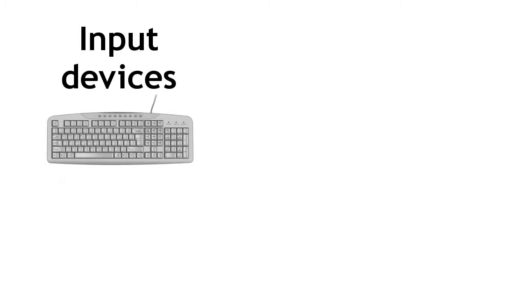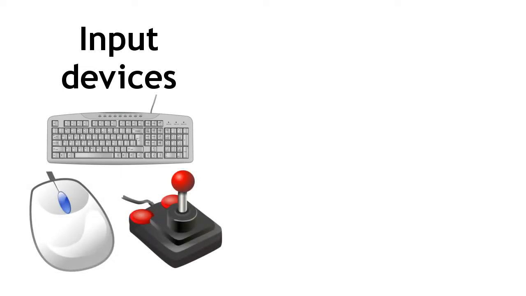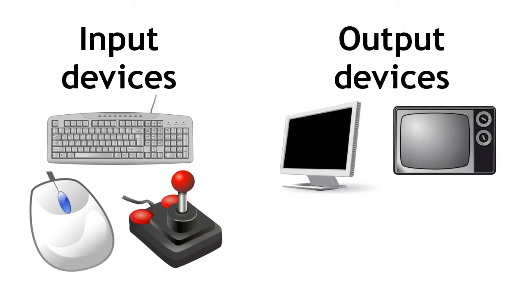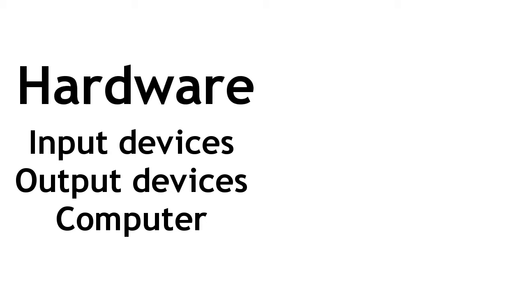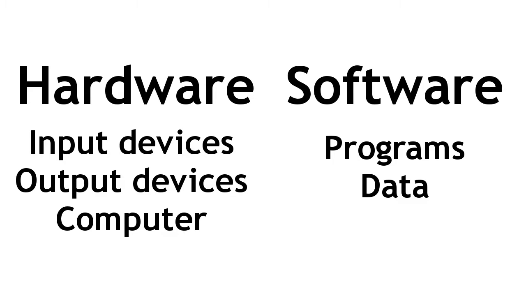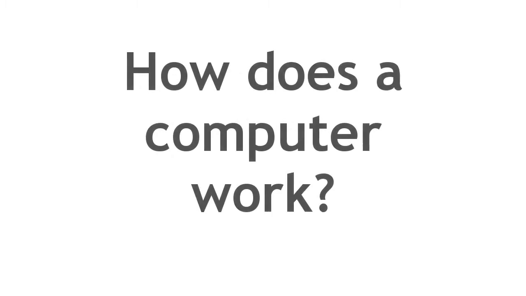In order to communicate with the computer, input devices are used. These include keyboards, mice, joysticks, and so on. For the computer to communicate with us, there are output devices. Monitors and TVs are the most obvious, but most computers have sound devices as well. All of these, including the computer itself, are called hardware, while the programs and data used by the computer are called software. So how precisely does a computer work?